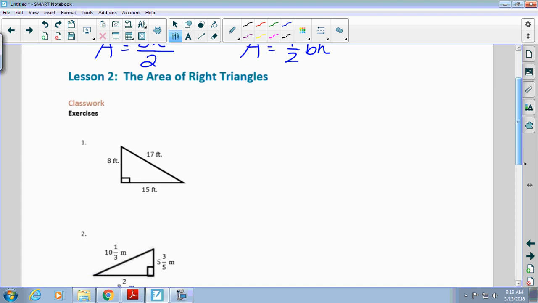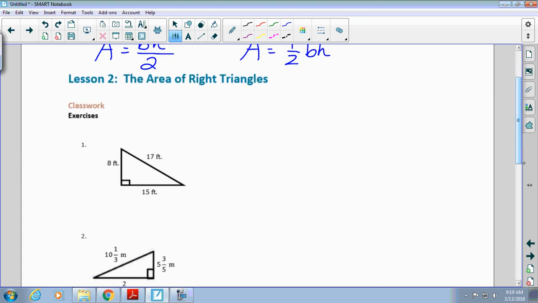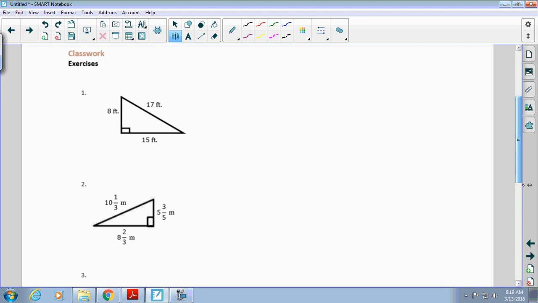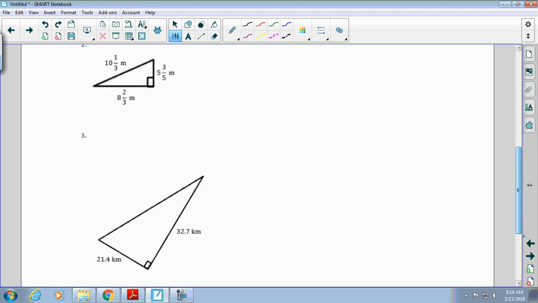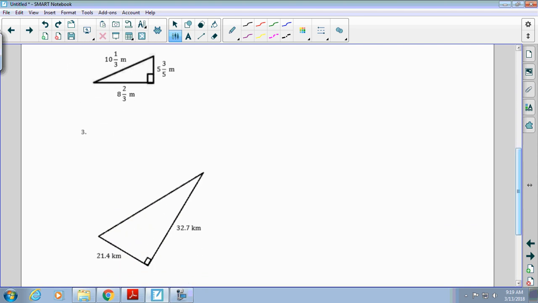So let's go ahead and look at example 1. Which one would we want to use for exercise 1? Would we want to use the first formula or the second formula? Timothy, the first one, very good. What about exercise 2? The second, because it has fractions. And the last one, exercise 3, would be what?